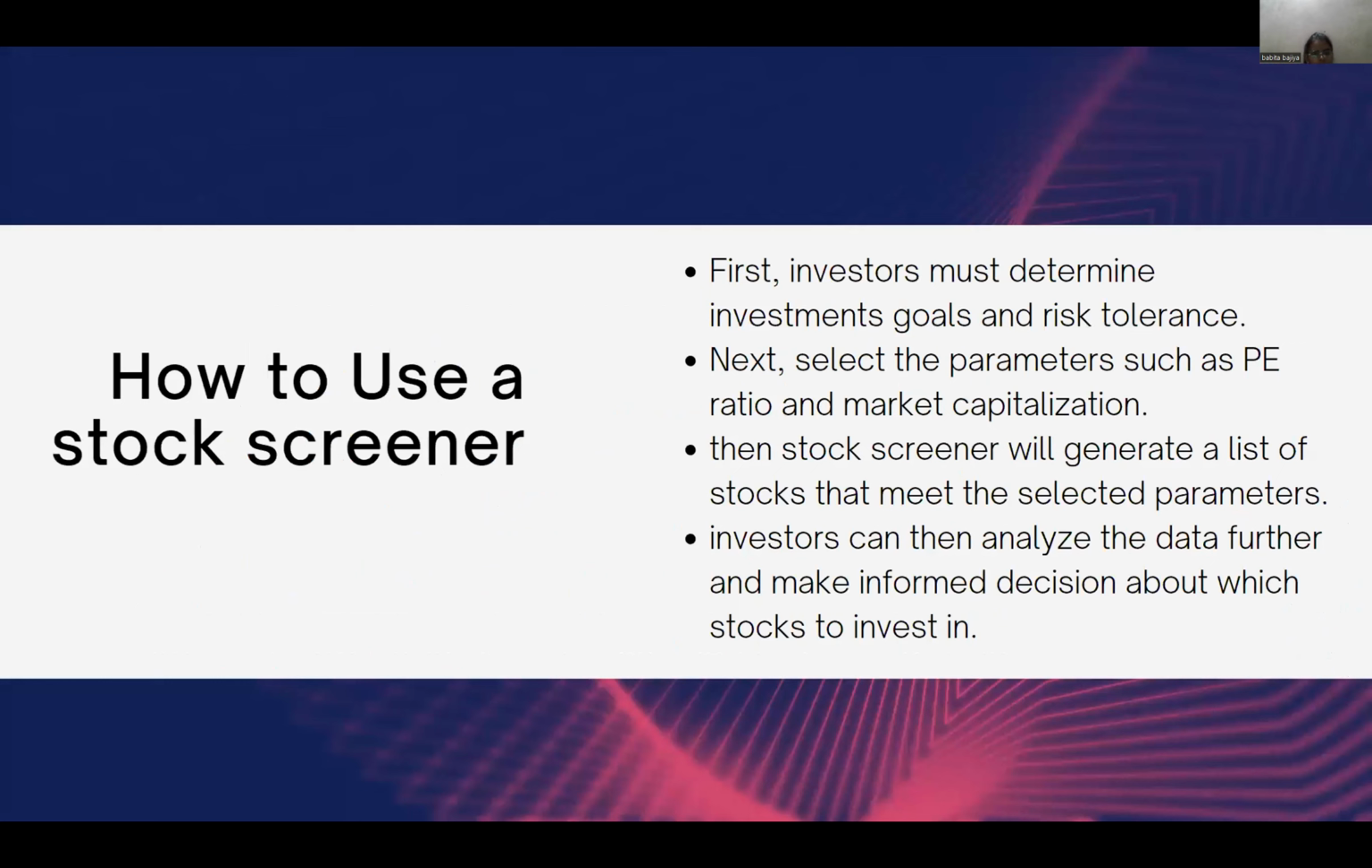Then, how to use a stock screener? To use a stock screener effectively, first investors must determine their investment goals and risk tolerance. Next, they should select the parameters that they want to use for screening, such as price to earning ratio and market capitalization. Once the criteria are set, a stock screener will generate a list of stocks that meet the selected parameters. Then investors can analyze the data further and make informed decisions about which stock to invest in.